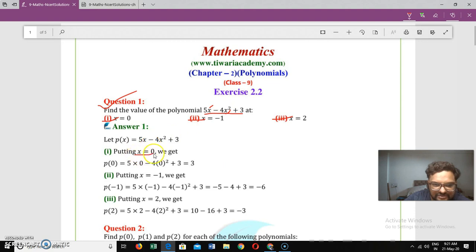If x equals to 0, wherever we find x in the polynomial, there we have to keep the value of x equals to 0. So here it is 5 into 0 minus 4 into 0 square plus 3. So 0 into any number is 0, and 5 into 0 is again 0. So we are left with only 3. This is how we can find the value of the given polynomial at a given value of x.